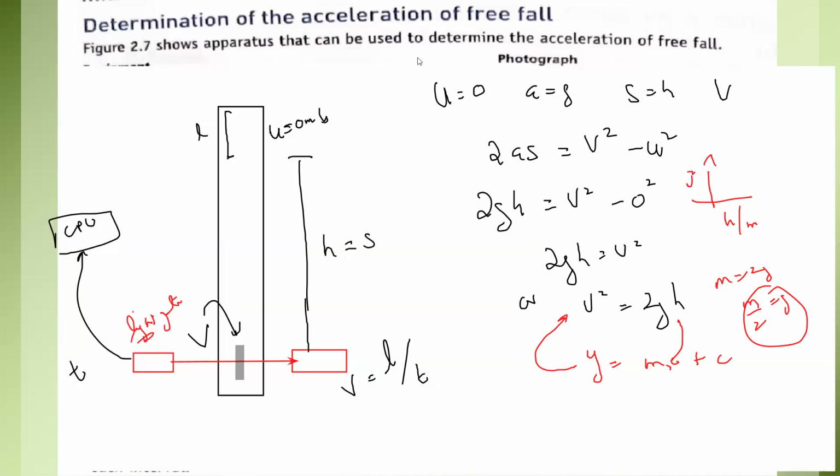Why is it a straight line? Because the y-intercept is 0. It will start from the origin because the y-intercept is 0. And why is it a straight line? Because the gradient of this graph is a constant.